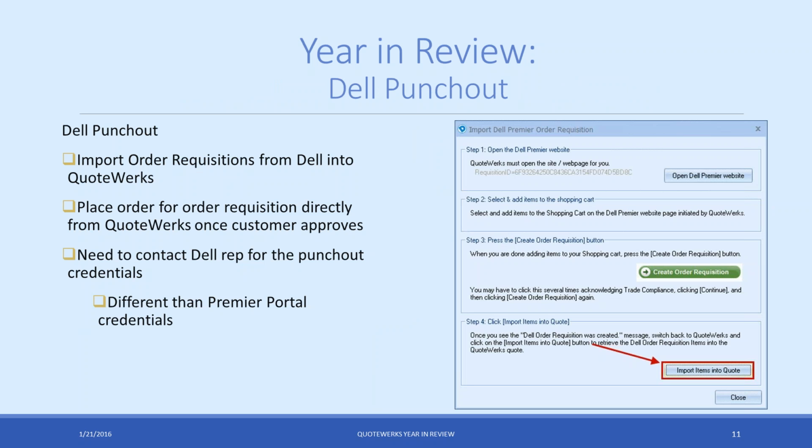All right, and then one of the last major features we're going to talk about today is the Dell Punchout system. So we've been waiting on Dell for a while for this, and they finally have it available, so we're able to release it. What this will allow you to do is import order requisitions from Dell into QuoteWerks. So we'll basically launch the Dell Premier page, let you build your quote in Dell, and then you can import that order requisition directly into QuoteWerks.